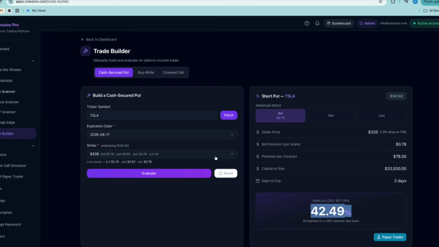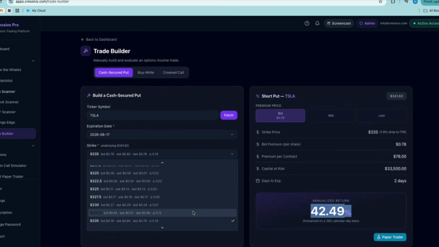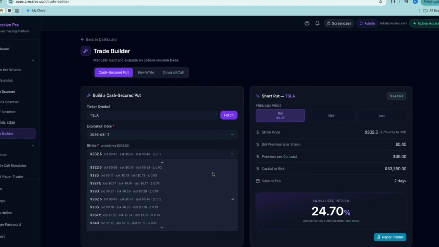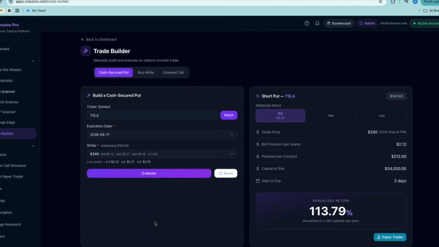Now we can also evaluate the trade if we went a little bit more conservative, let's say with a lower delta. Now that trade pays only $45 and our rate of return is a bit lower, 24%. Or we can go a little bit more aggressive, let's say a 40 delta, because let's say if we're totally okay with buying shares of Tesla because we like the stock anyway. Now if we go closer to where it's trading, this one's paying $212 for a 1 day trade. That is over 113% annualized on our money.